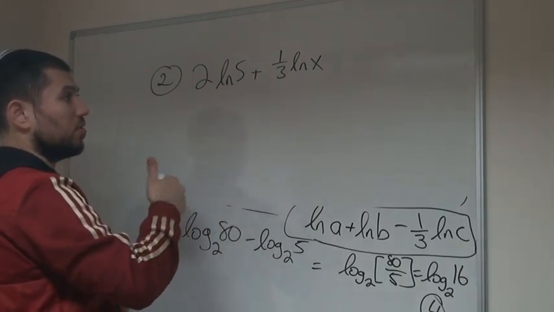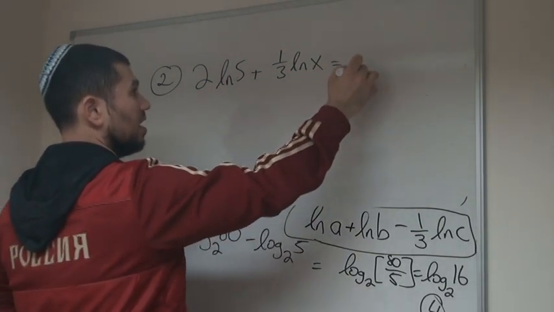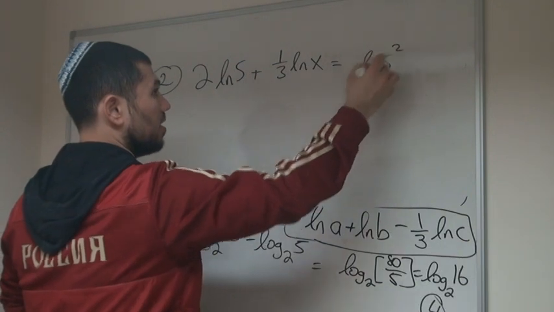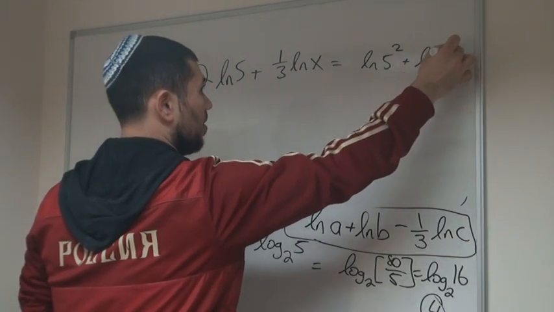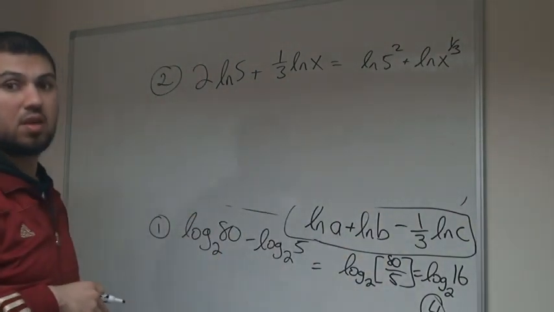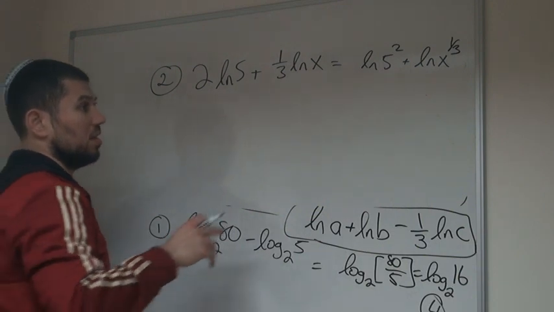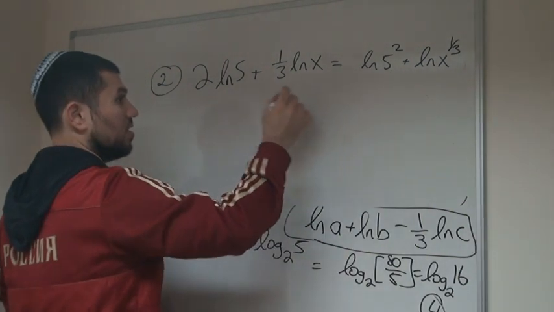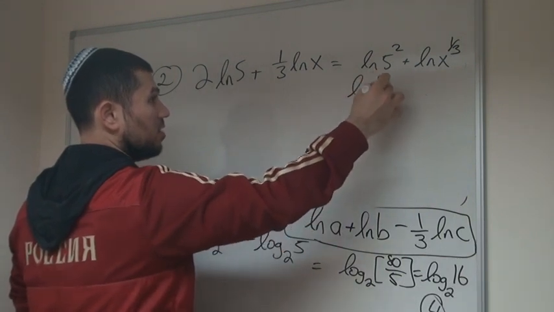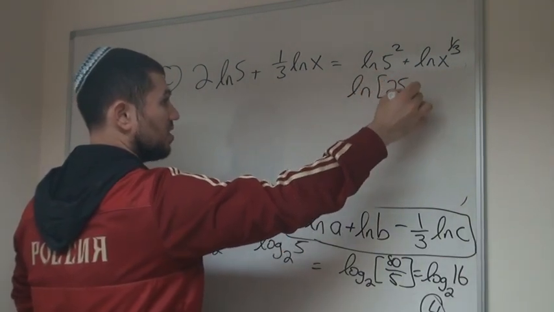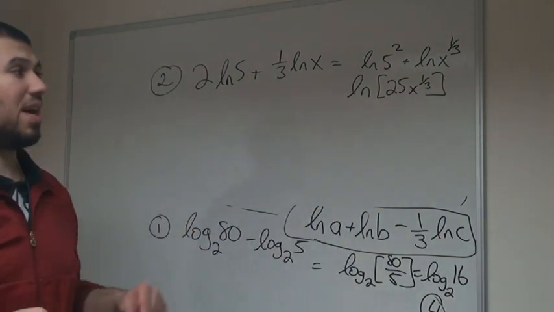If we use the reverse of rule 3, we'll see here that we get the ln of 5 squared plus the ln of x to the 1/3. If we use rule 3 in reverse, since it's a plus, that'll give us the ln of 25 x to the 1/3. And you can leave it in that format.